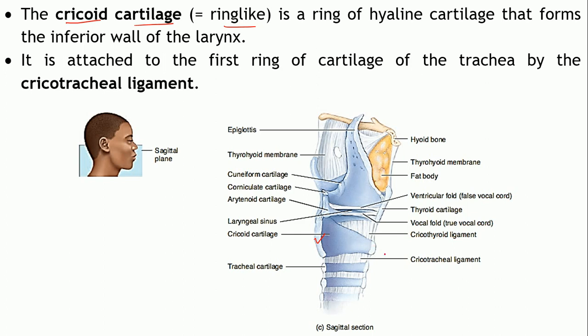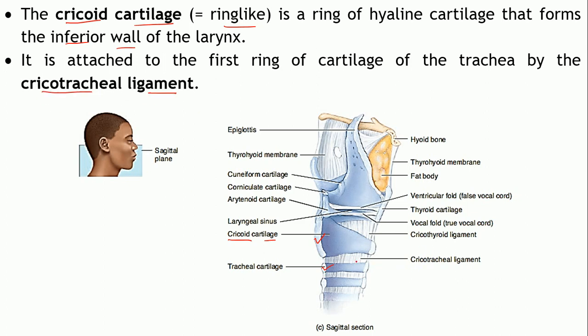Okay, so it's a single cartilage. It's a ring like structure. So it forms a ring and it mainly comprises the inferior wall of the larynx. So the inferior most cartilage is the cricoid cartilage. Now this cricoid cartilage is attached to the first cartilage of the trachea. Trachea also comprises rings of cartilages which are incomplete actually, but this one is a complete ring. Okay. So this cricoid cartilage is attached to the tracheal cartilage by means of a ligament called the cricotracheal ligament.